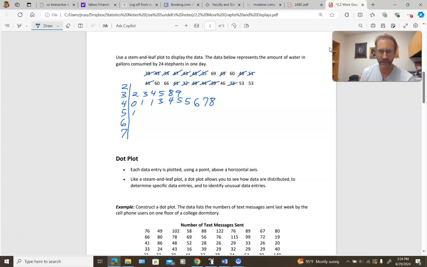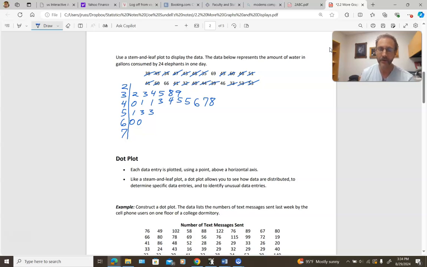And then I've got 2 53s. You can see why this can be tedious. And I think that takes care of the 50s. Now go on to the 60s. So I've got a 60. So 60. I've got another 60, so I need another 0.